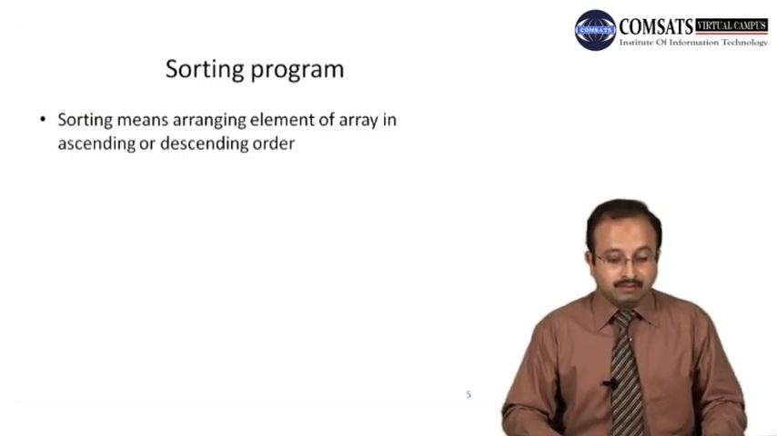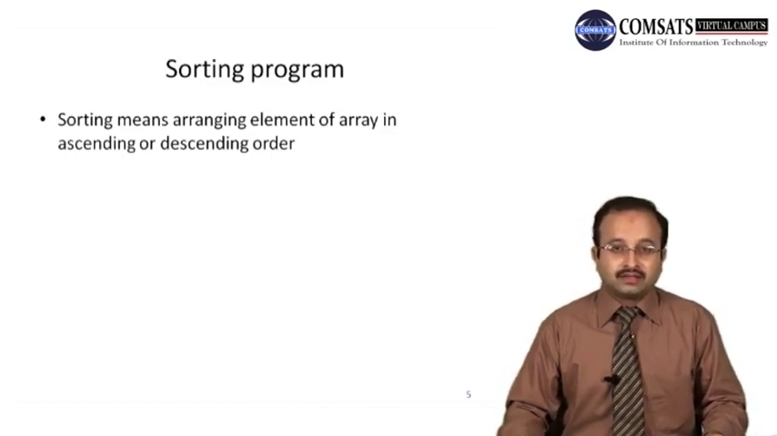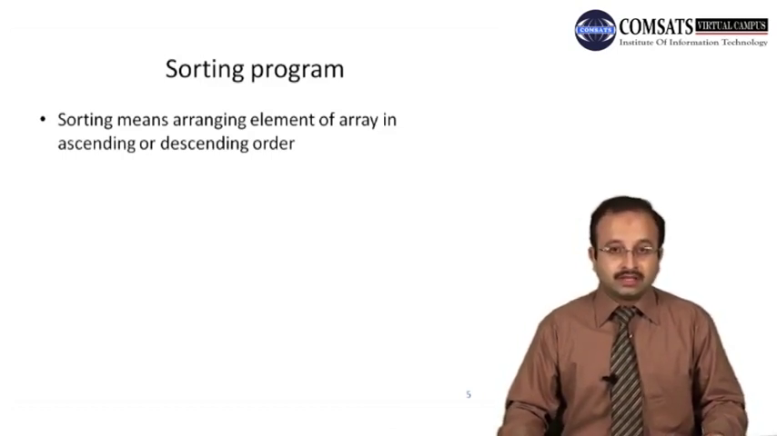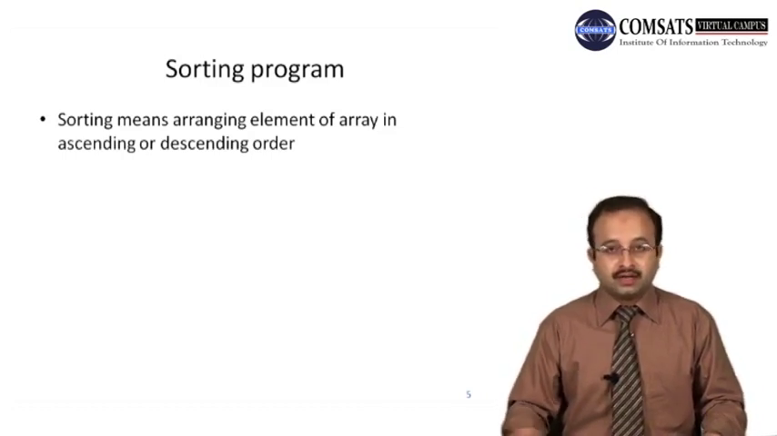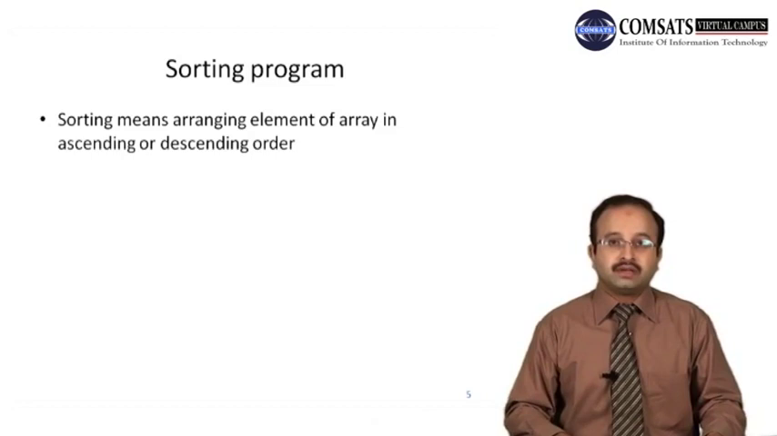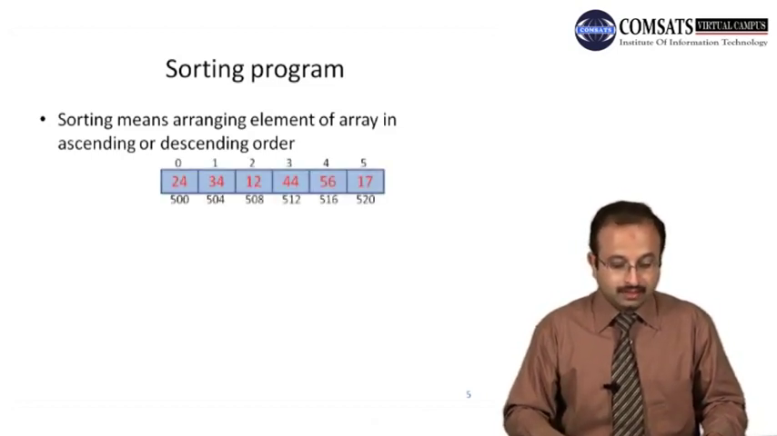Sorting means arranging elements of an array in ascending or descending order. Ascending means that the smallest element comes first and the largest element comes at the end, and descending means the largest element comes first and the smallest element at the end, and all the in-between elements must be arranged. For example, this is an array.